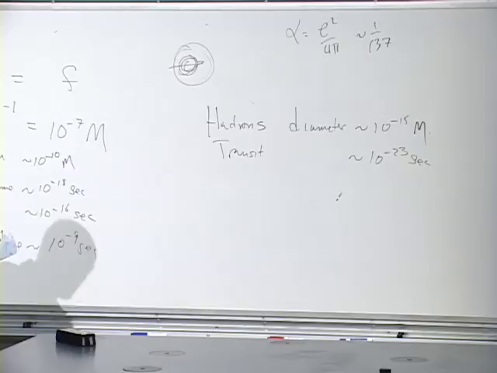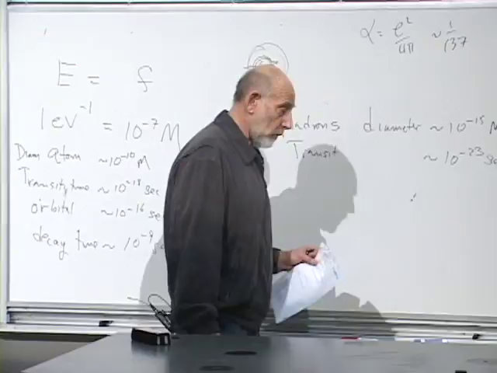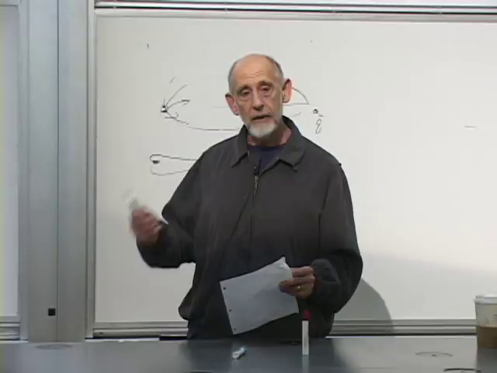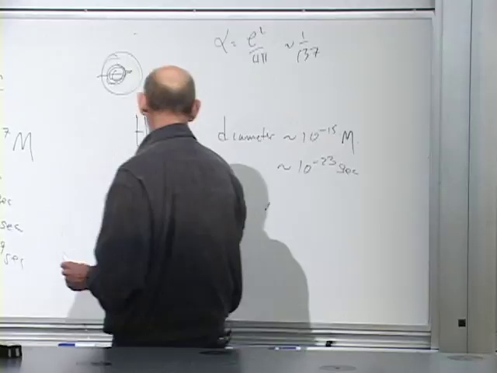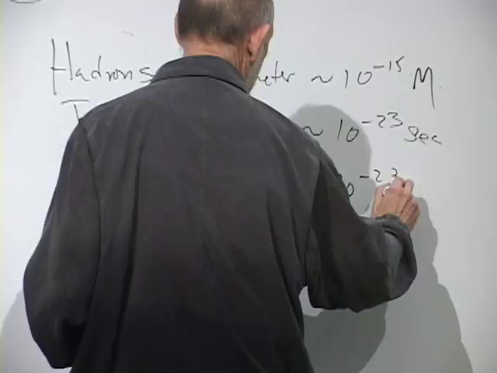Okay, but now we can also talk about the orbital motion of quarks. How long does it take for a quark to swing around its wave function, or swing around the interior of a proton? And there, the answer is about 10 to the minus 23rd seconds.